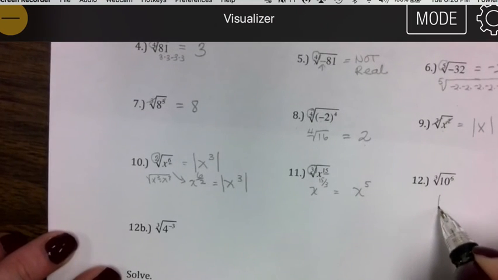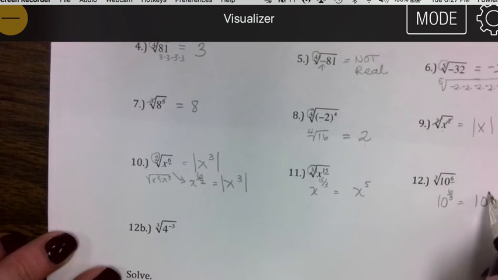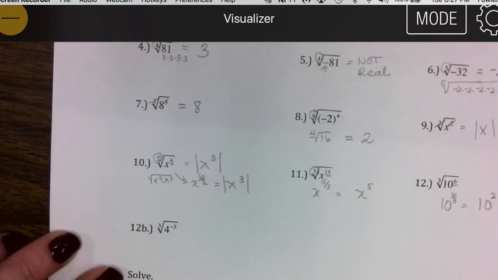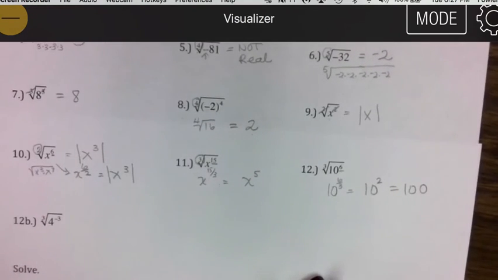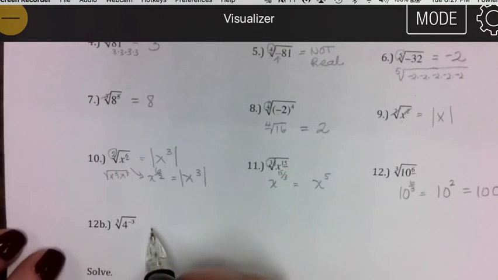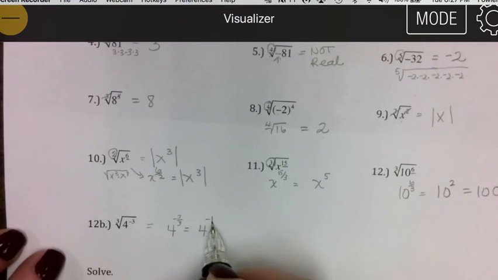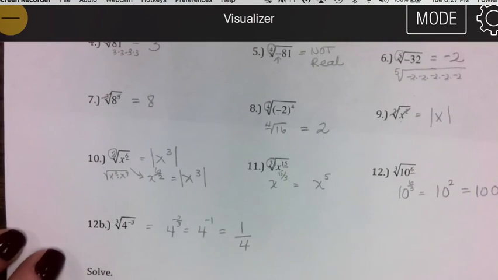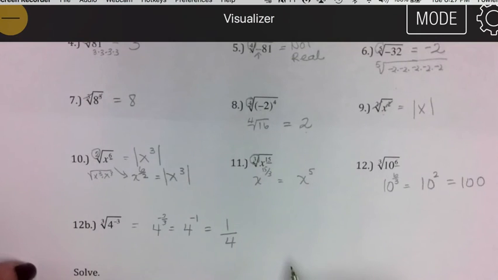On number 12, inside over outside, 6 over 3. So this is 10 to the second power. If I can actually solve that and take it out to a number, I'm going to do that. The cubed root of 10 to the 6th is equal to 100. So on 12b, inside over outside, 4 to the negative 3 over 3 is 4 to the negative 1. And we know from last chapter that's equal to 1/4. So just keep in mind that in an even index, you have to ensure that your answer is going to be positive.